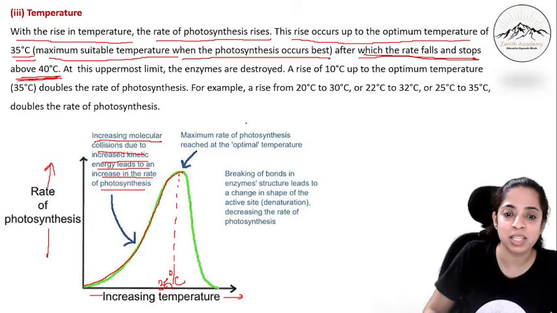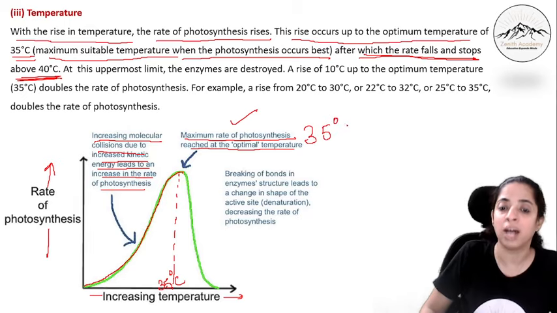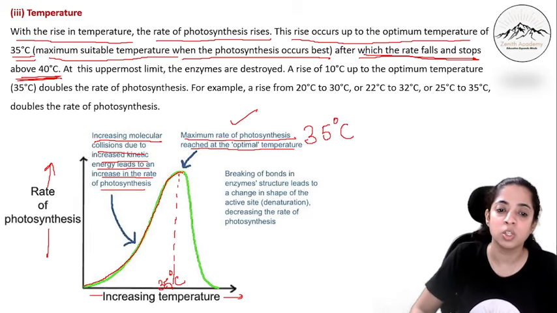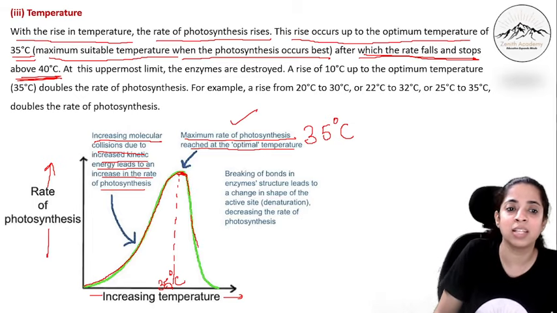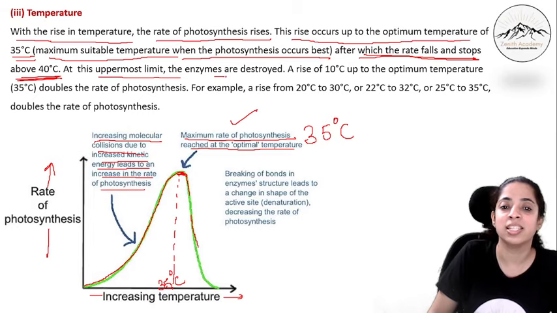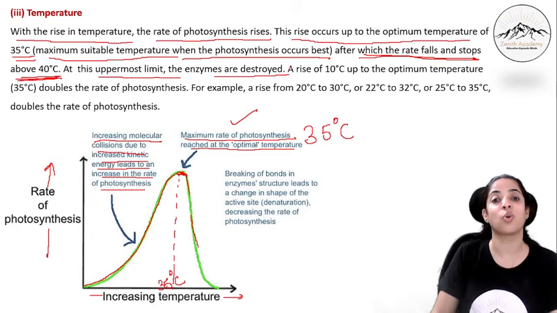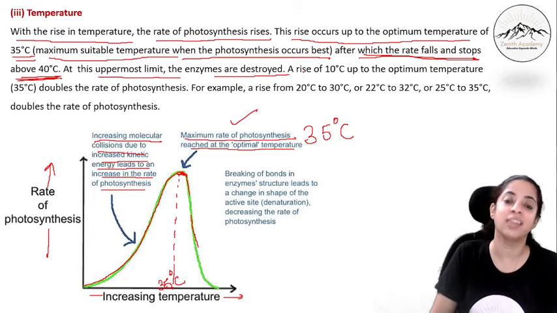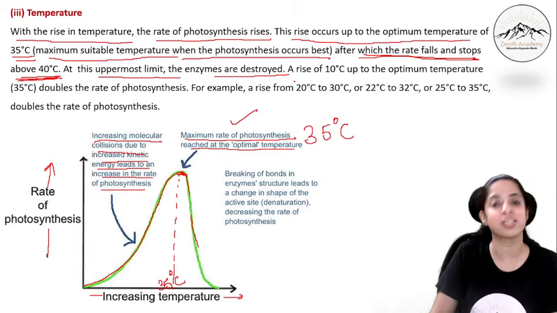So this is the maximum rate of photosynthesis reached at the optimal temperature. What is the optimal temperature? 35. Uske baad if you increase the temperature, around 40 it remains the same, and after 40 it keeps on decreasing. So what is happening at this uppermost limit? The enzymes are destroyed. Chlorophyll also is destroyed and the enzymes which help in photosynthesis are destroyed.